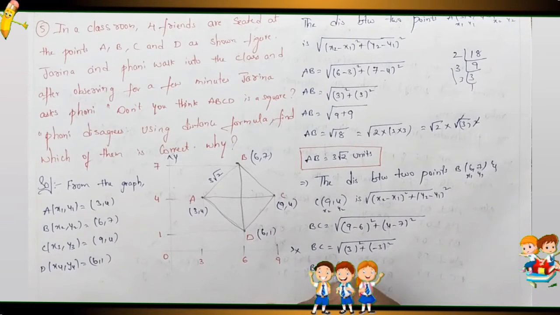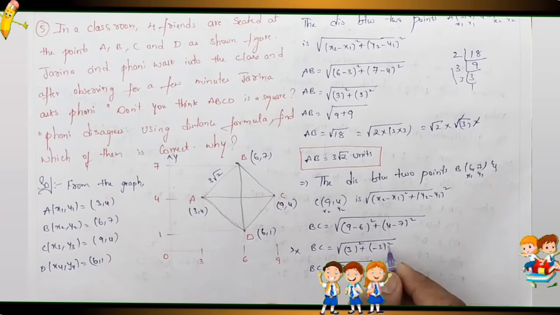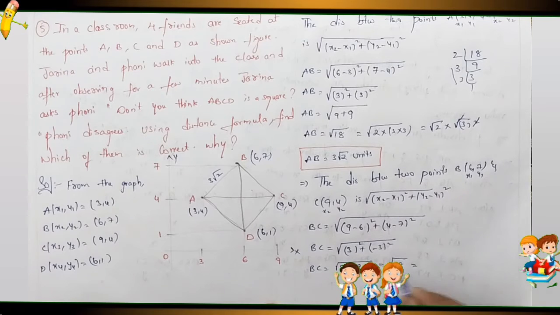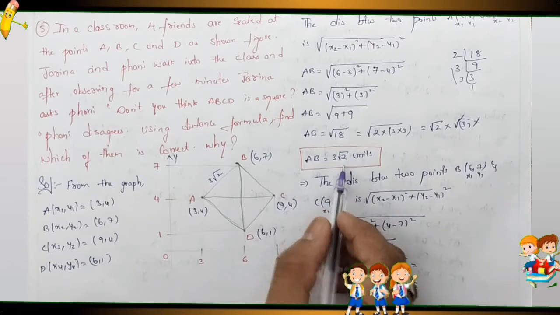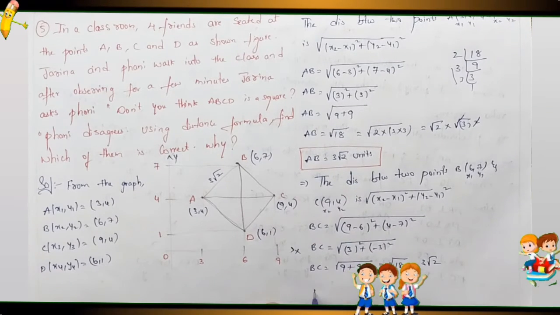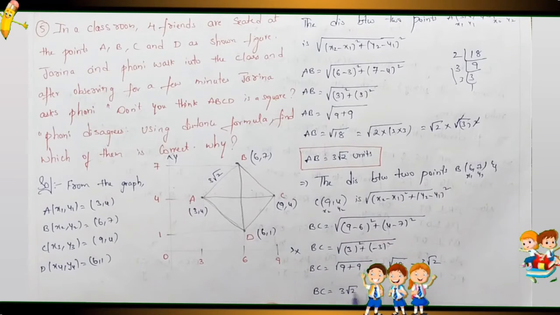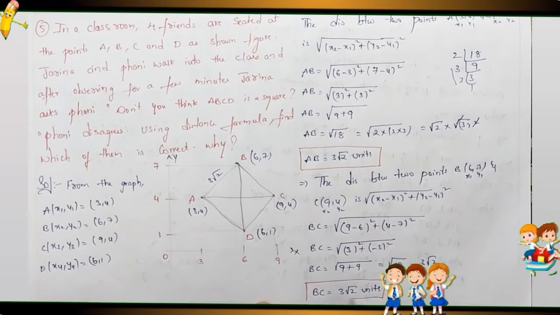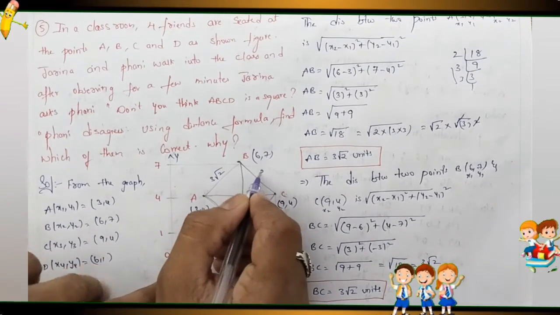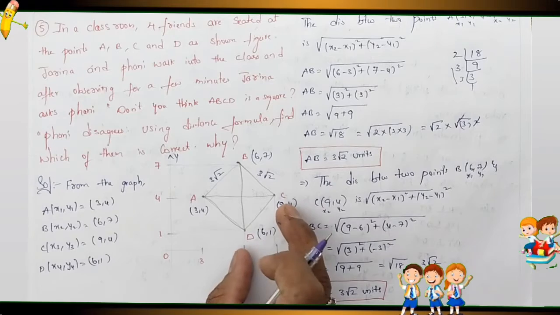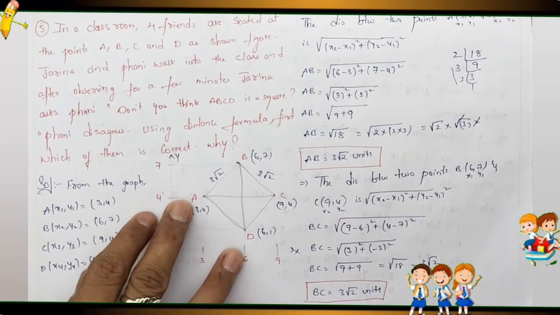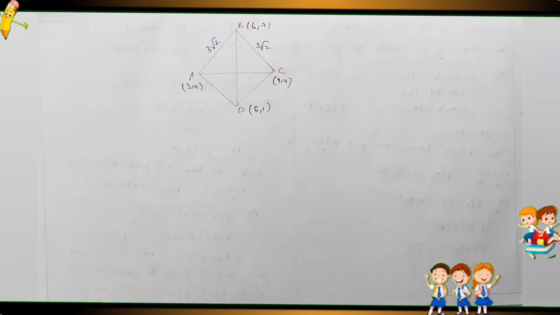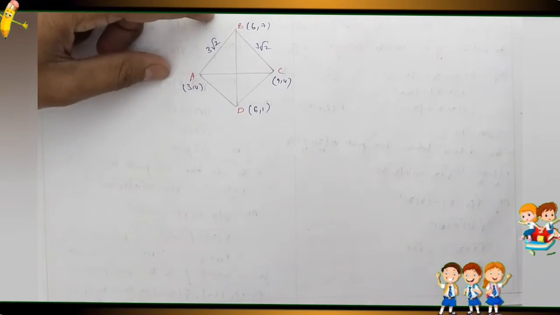Now BC is equal to 3 square, value 9, and minus 3 square, value 9. So we get the answer root 9 plus 9, which is 18. Root 18 value, how much do you get? 3 root 2. So BC is equal to 3 root 2 units. BC also we got the same answer. Now we can find CD and next DA, again AC and BD. We already got the AB value and BC value.